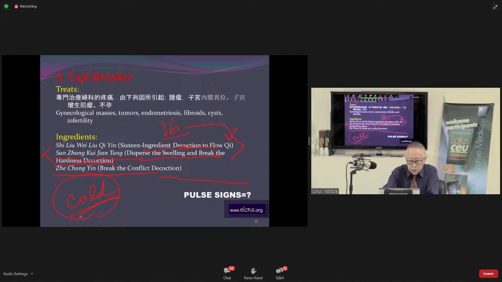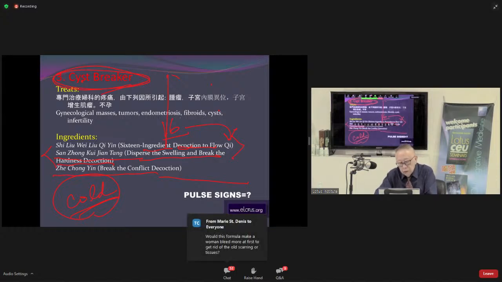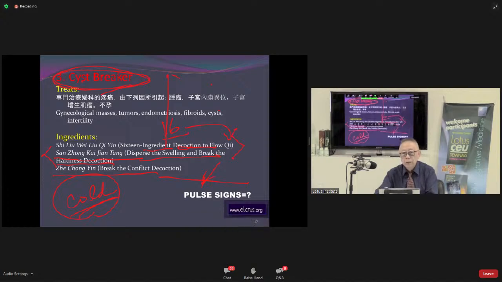So this sister breaker is especially designed for ladies' problems. You can use it for the prostate too, actually. And you can also add a little opener. Remember last time we talked about the opener? For this tight, wiry pulse. Any questions?